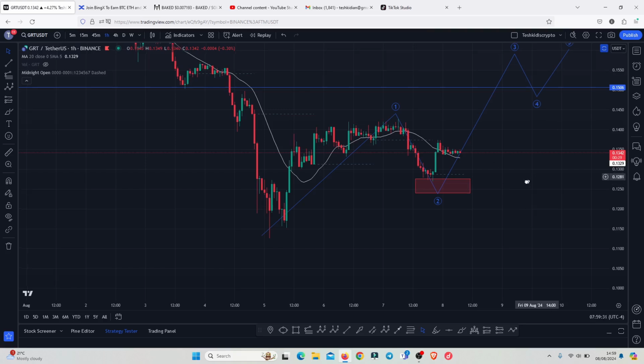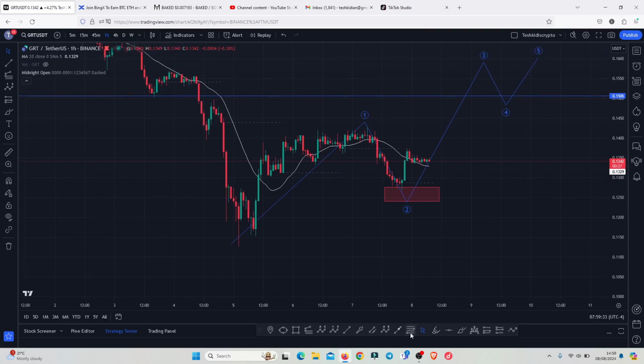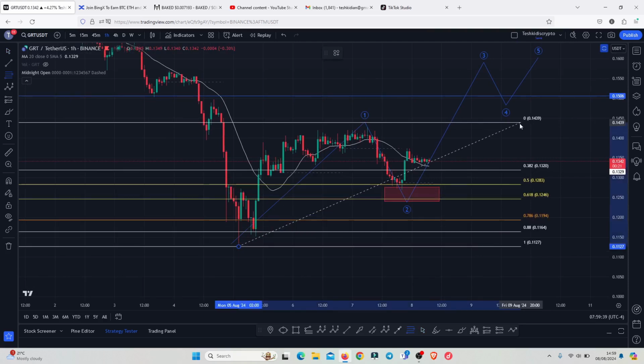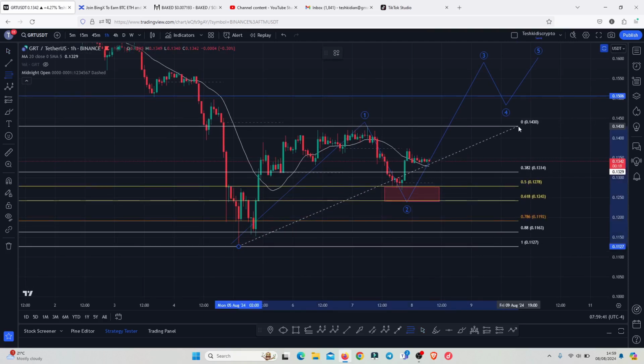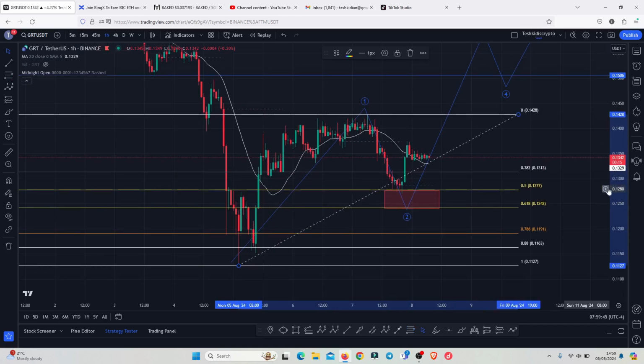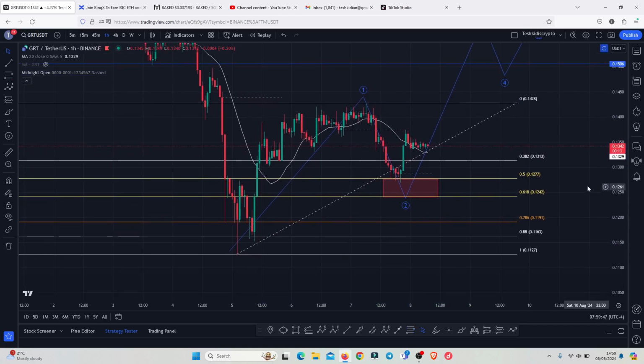and then continue gearing up even higher in an additive count 5. And the minimum target areas for the second wave can be given by connecting the Fibonacci's from the low of the first wave to the high of that additive count 1, giving me a minimum pullback target area between the Fib level 0.5 and the Fib level 0.618, which perfectly lies between the 0.1277 and the 0.1242, which is the area I have highlighted here on the charts.